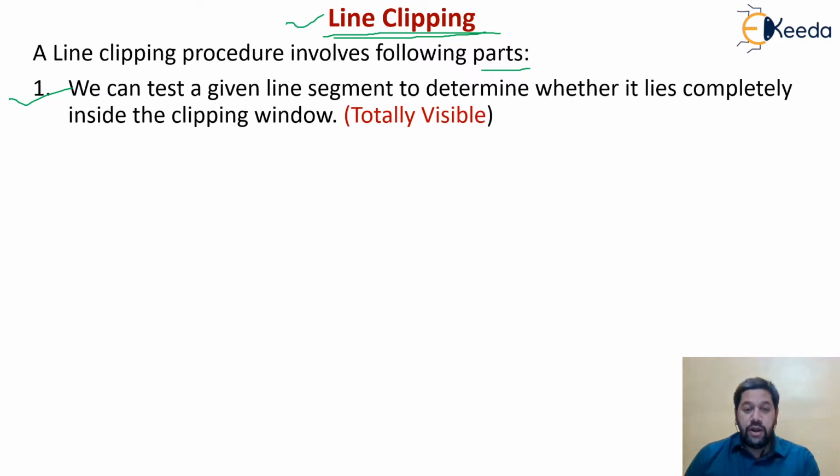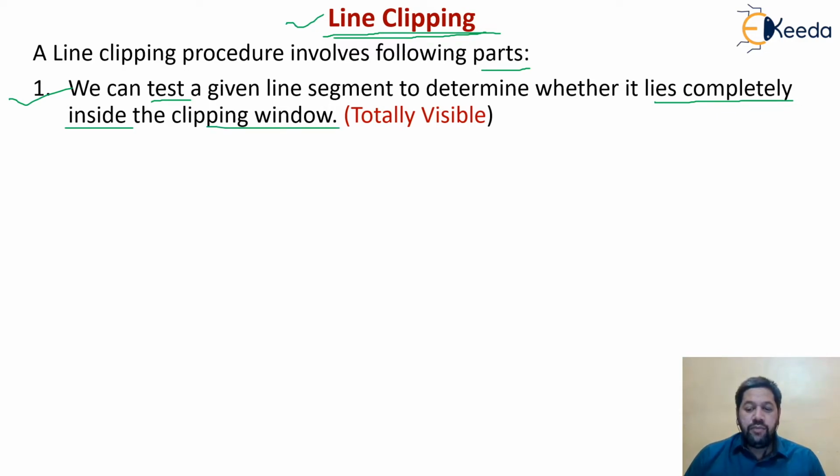I'm using this word: I decide the visibility of the line. Find out the visibility of the line. Okay, so what is the first test? We can test whether a given line segment lies completely inside the clipping window.